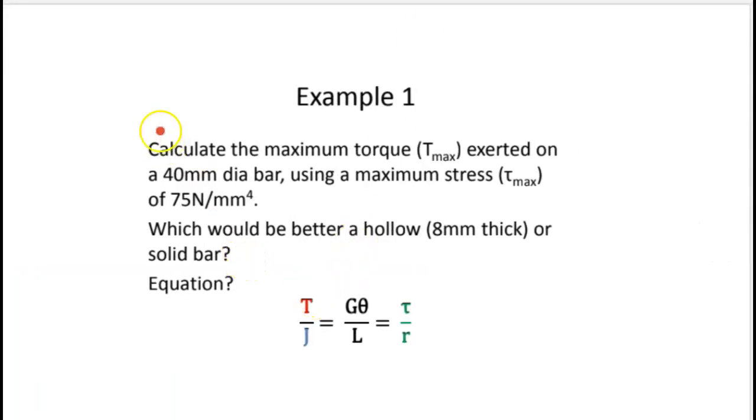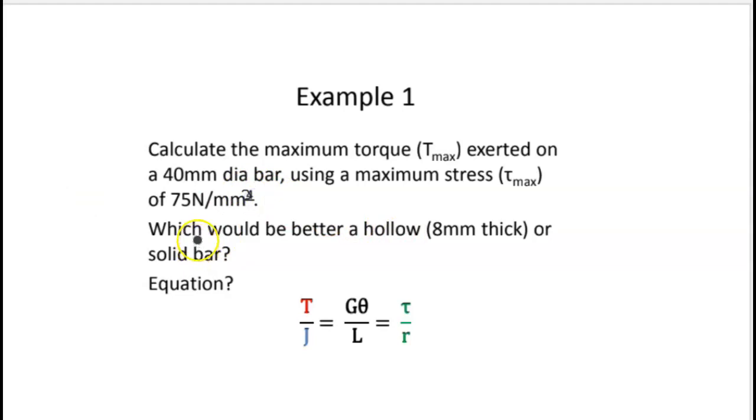Now, let's say we got a question. Find the maximum torque exerted, where the diameter is given. The maximum shear stress is given as 75 Newton per millimeter squared.